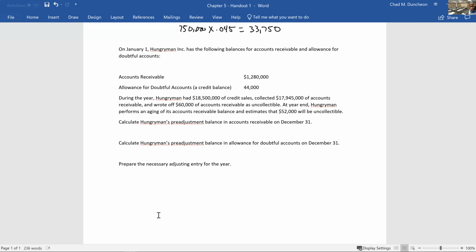All right. So it says calculate Hunger Man's pre-adjustment balance in accounts receivable. And then the second part is the allowance for doubtful accounts. So let's make two T accounts here. We have an accounts receivable and an allowance for doubtful accounts. We have a beginning balance that is given for both of them. So we have 1.28 million in our accounts receivable. Normal debit balance, so we put it on the debit side. The allowance for doubtful accounts is 44,000, and it tells us it is a credit balance.